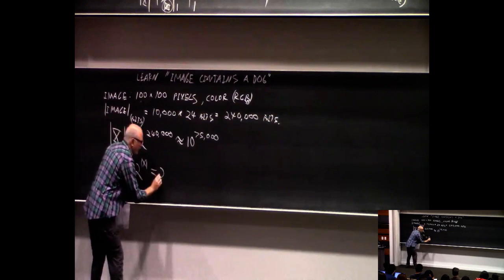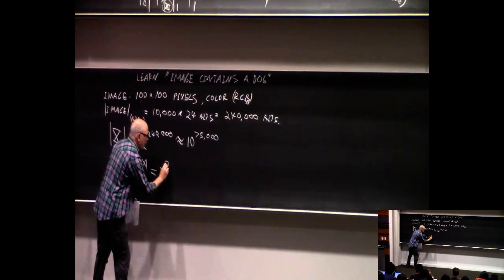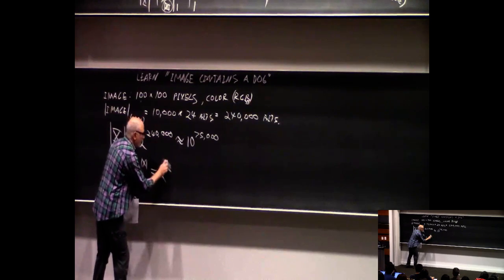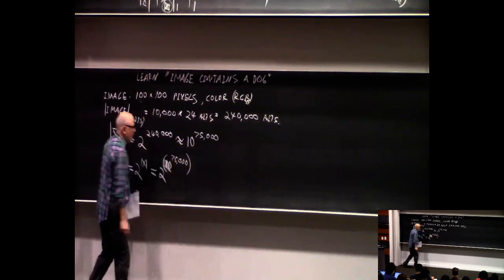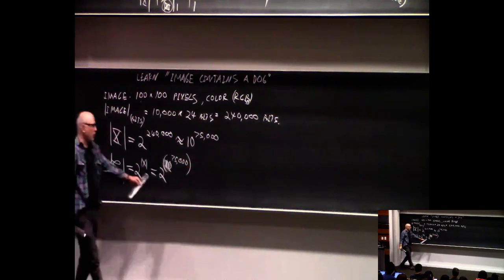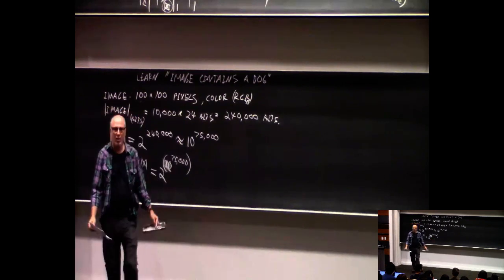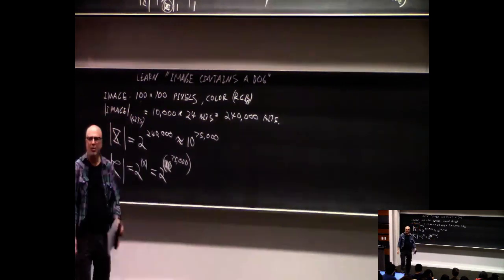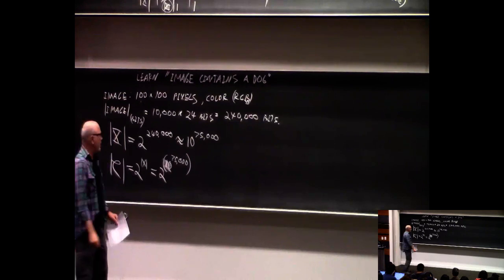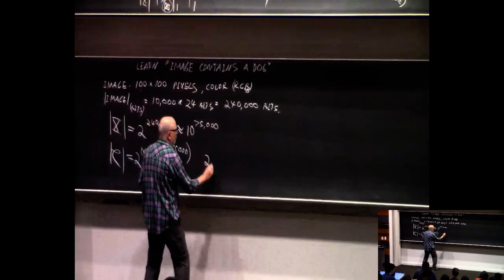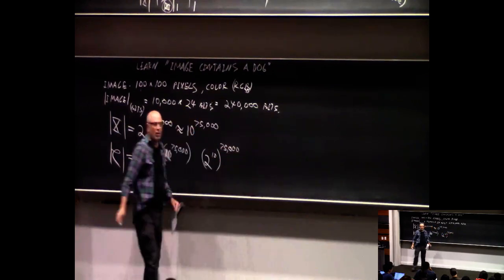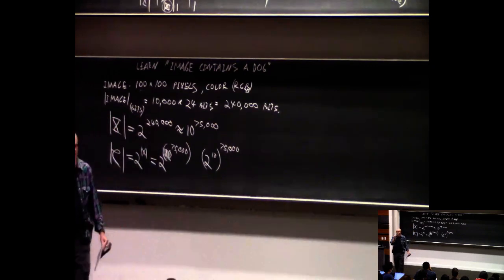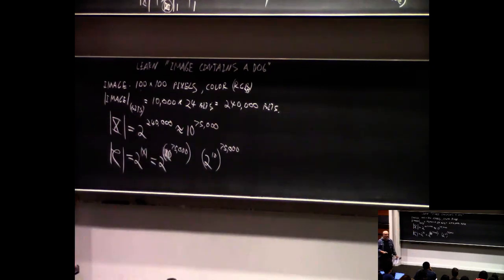So we have 2 to the 10 to the 75,000. Is this the same as 2 to the power of 10 to the power of 75,000? Wake up. Is it the same as 2 to the power of 10 to the power of 75,000? No, it's a little bit different. It's a double exponent. Treat it with respect.